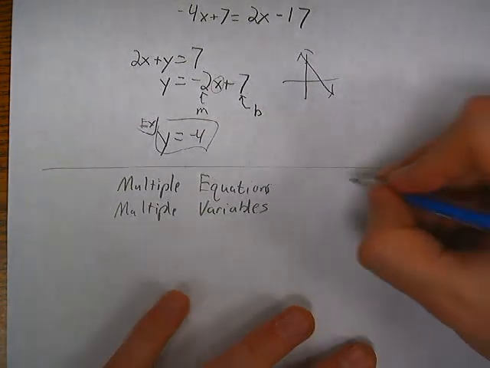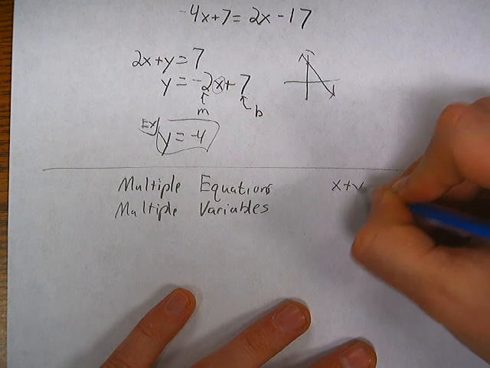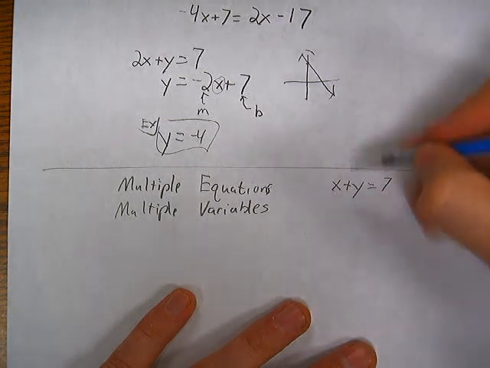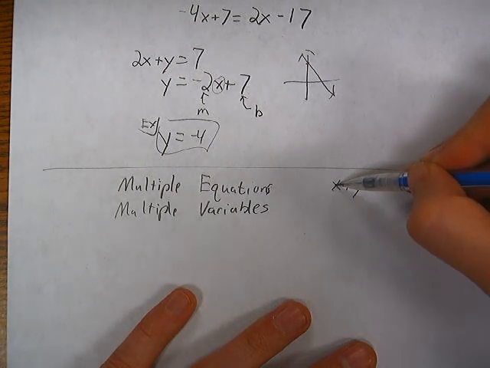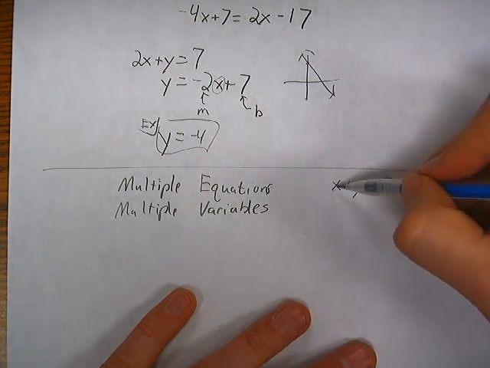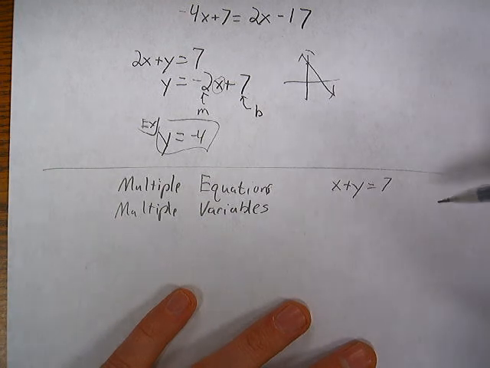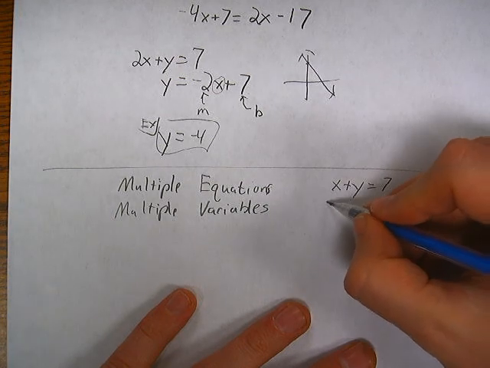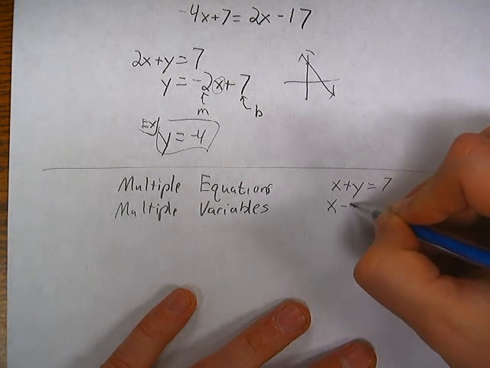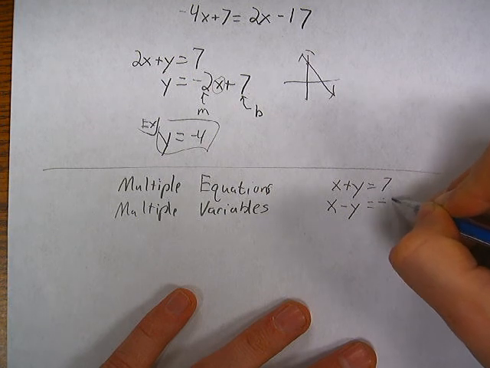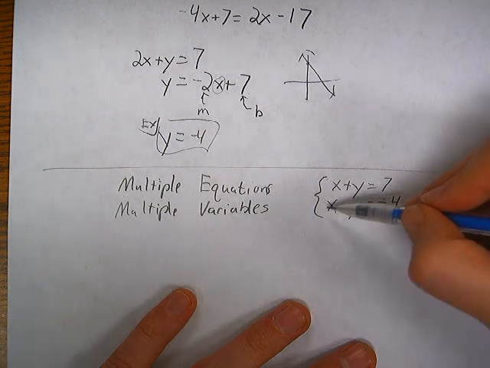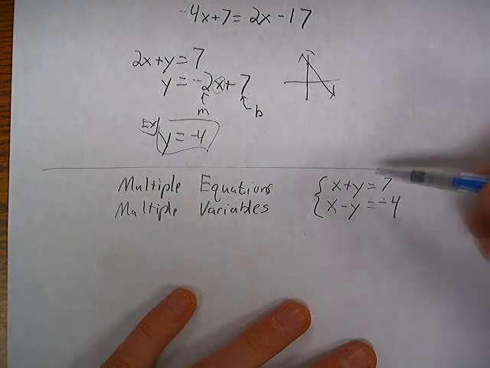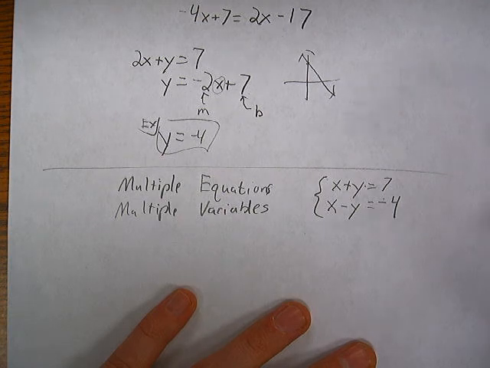An example of that would be something like this. x plus y is equal to 7. Again, I can't solve that directly because I could put in 0 for x, and then y would be 7. I could put in 1 for x, and then y would be 6. There's just a whole bunch of different answers. However, if I combined it with this, x minus y is equal to negative 4, this little curly brace shows that these two are connected together as one idea. These two equations together is called a system.